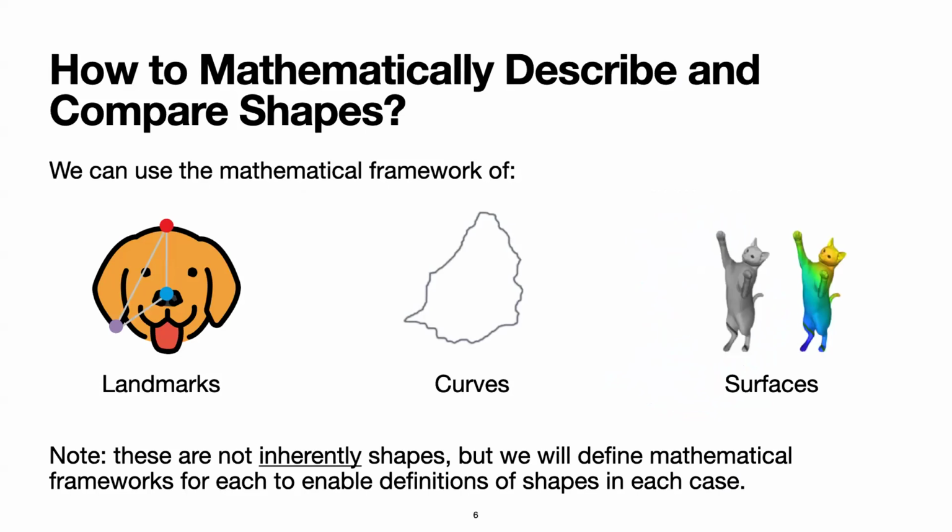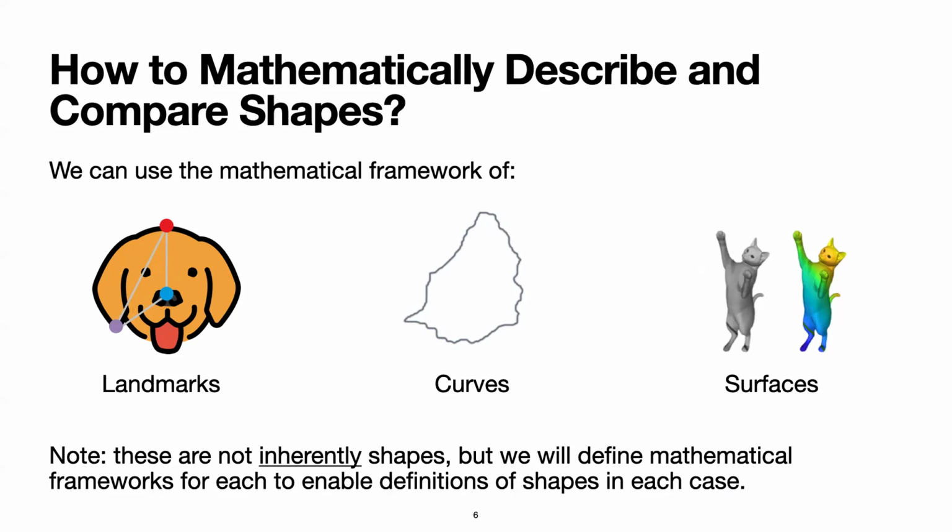How to mathematically describe and compare shapes is an active field of research. And in Geomstats, we use the mathematical framework of landmarks, curves, and surfaces to develop what we mean by a shape. So these three things by themselves are not inherently shapes, but we will define mathematical frameworks for each to enable definitions of shapes in each case.